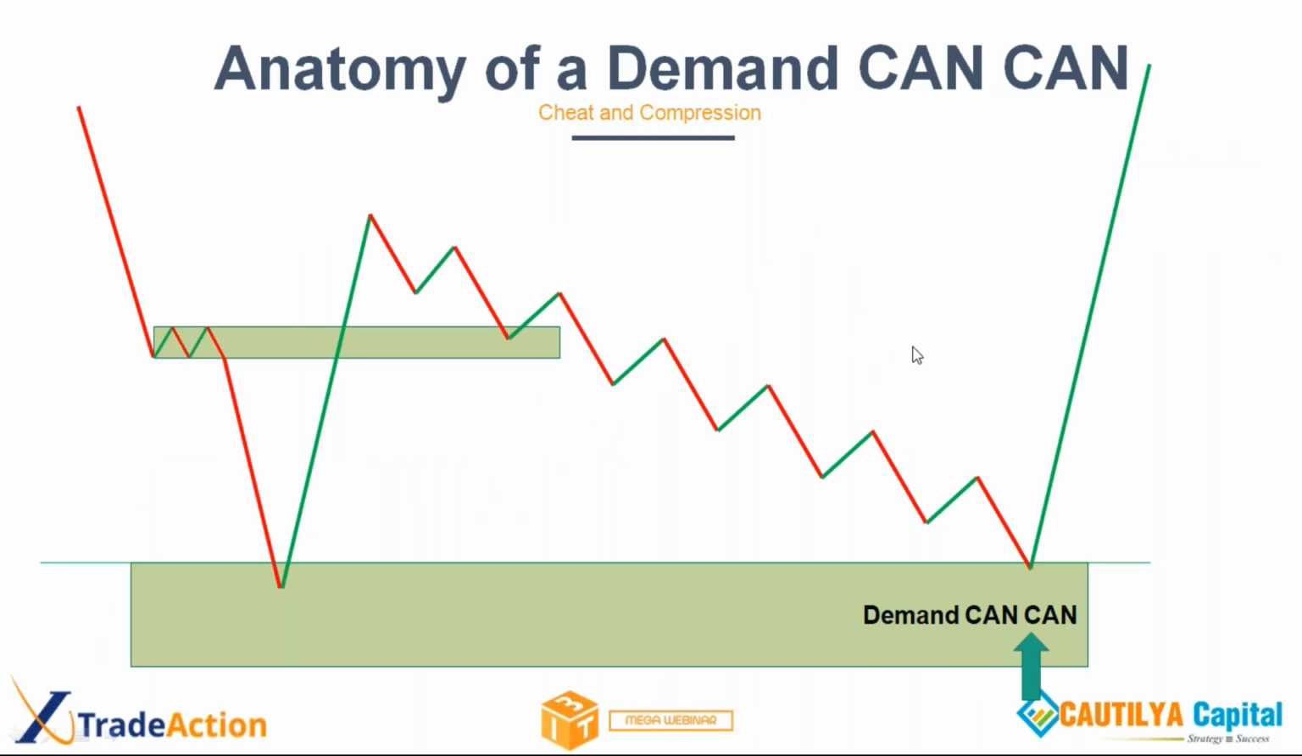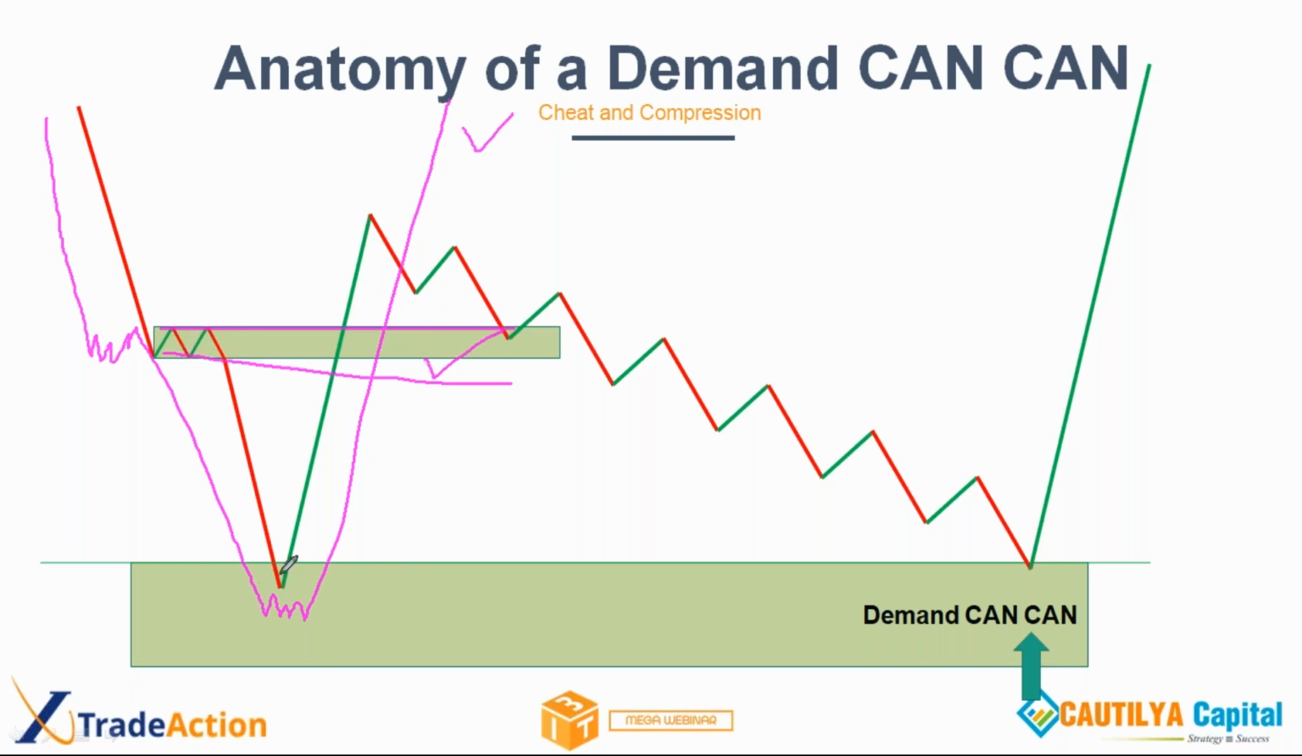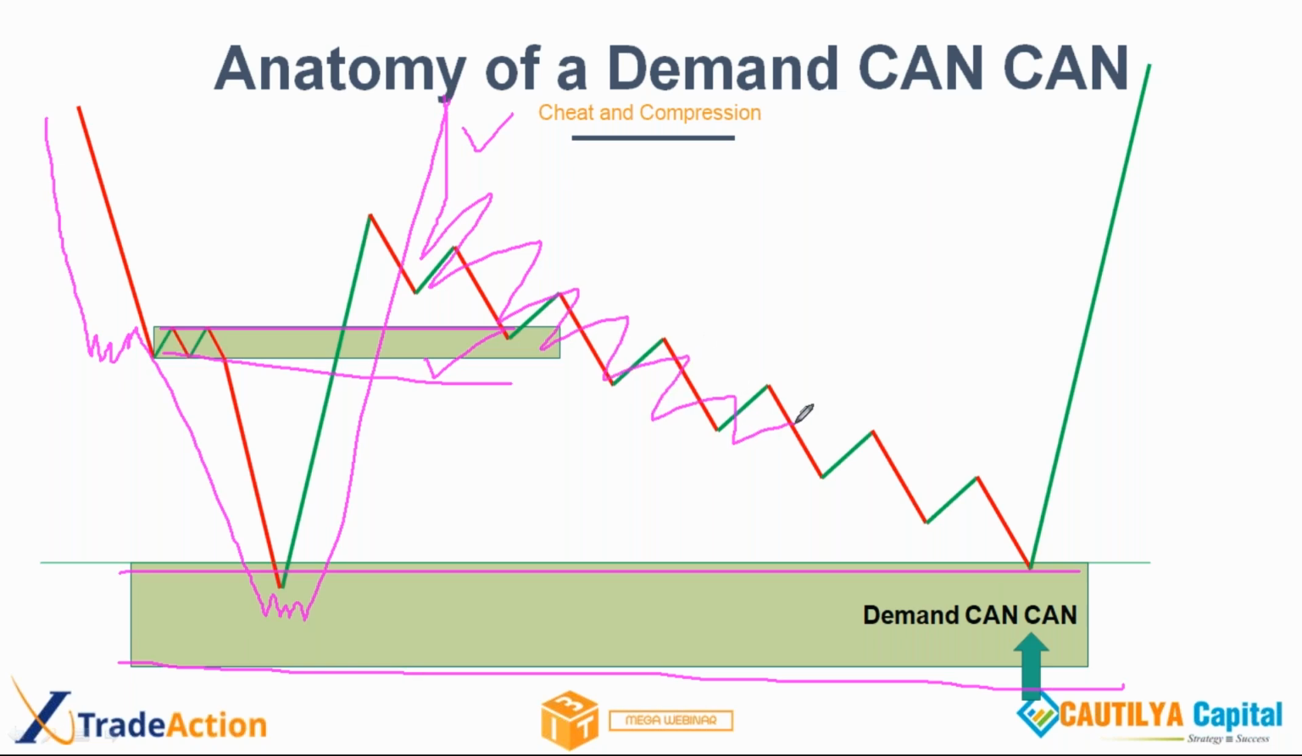What is the anatomy of demand can? In a demand can, price is coming down: base, drop, base, rally, and the authentic zone is broken, which means who is strong? The buyer is strong, and that zone is called the demand can zone, and from there price keeps coming down in a very compressed manner.